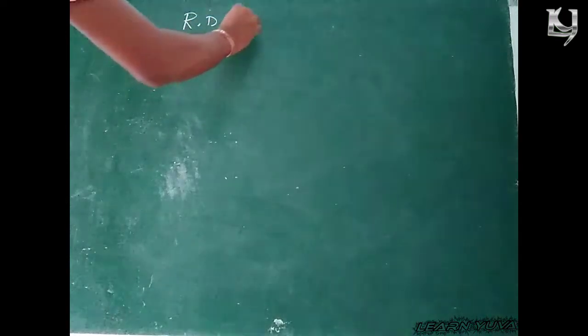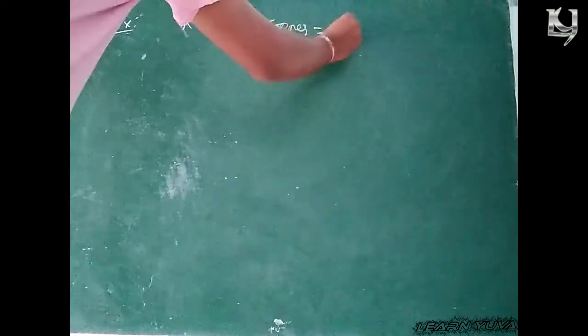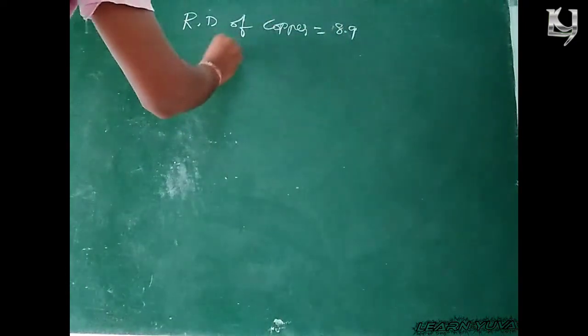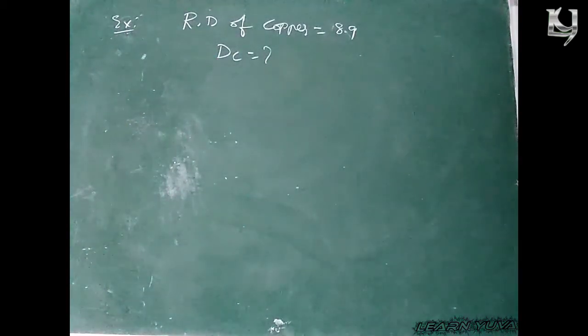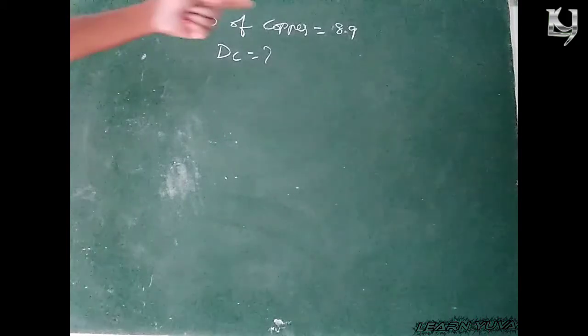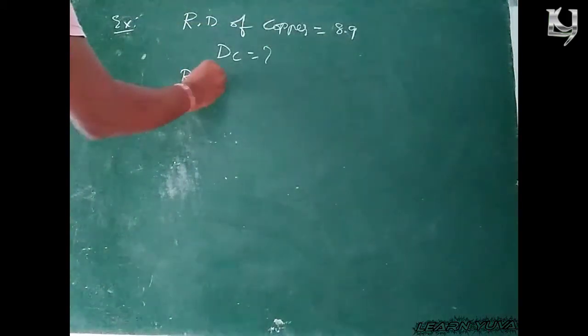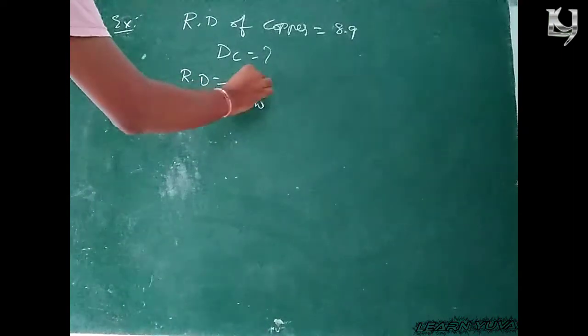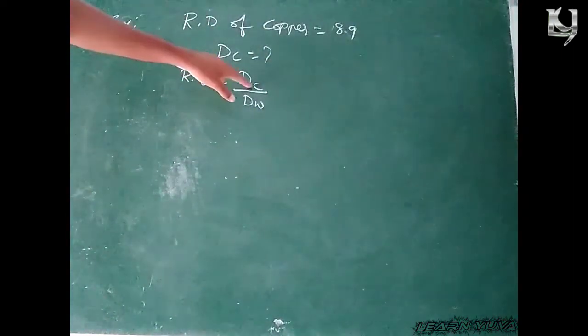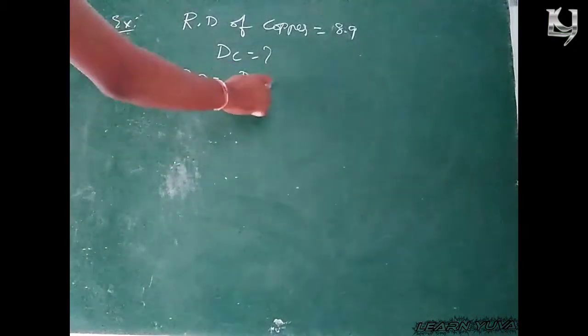Now he gave the relative density value. So relative density of copper, RD of copper, is equal to 8.9. Find the density of copper. DC means density of copper. You have to find the density of copper. So relative density formula, relative density is density of substance by density of water. Here substance means copper, density of copper by density of water. We need to find density of copper.